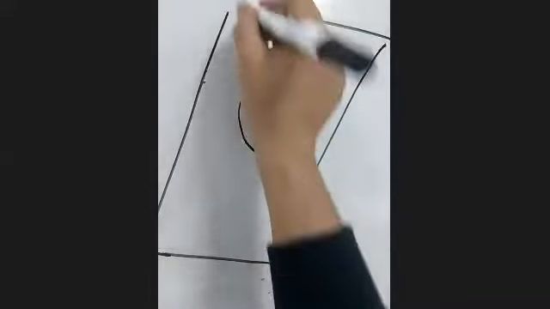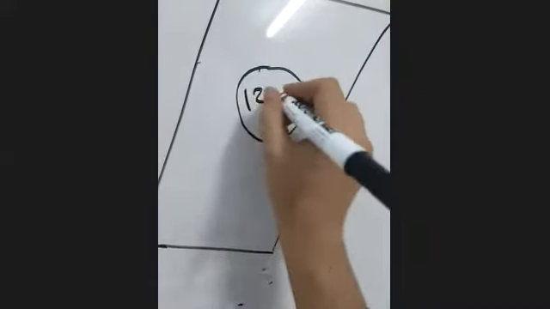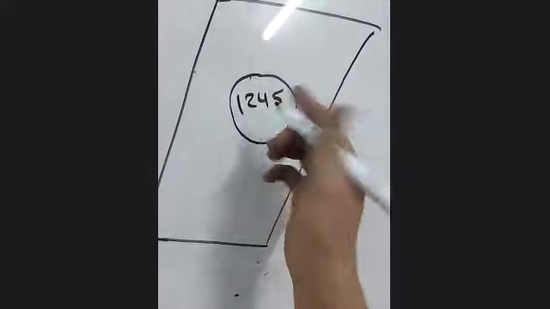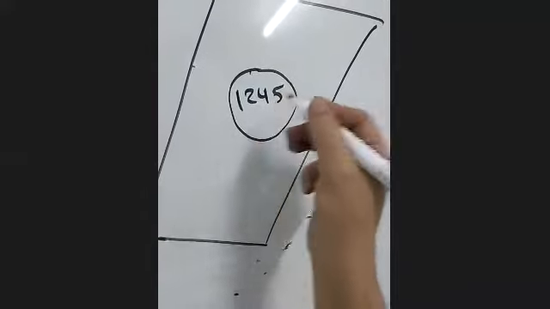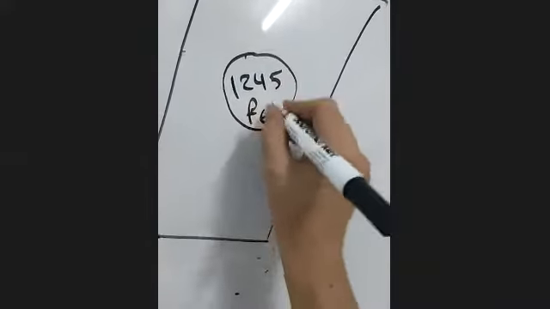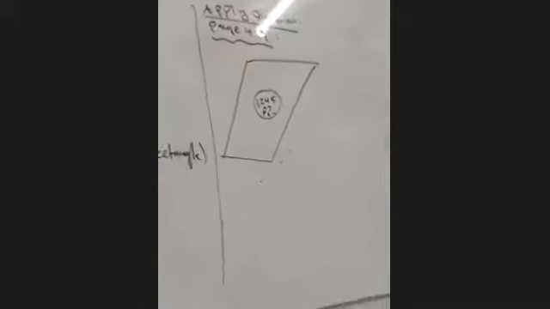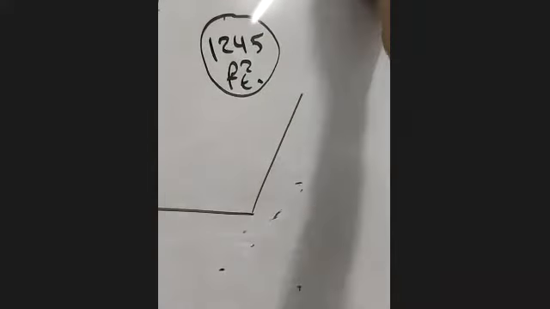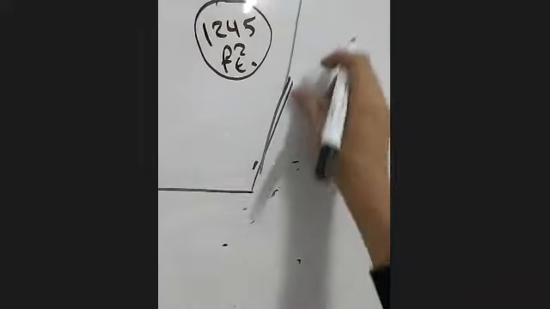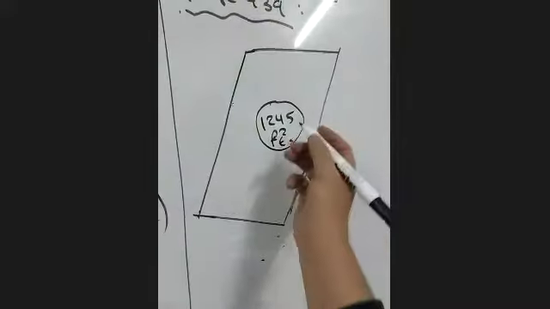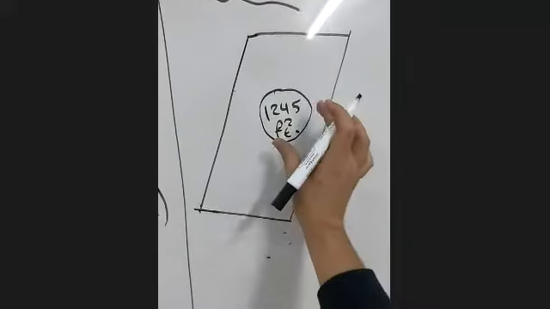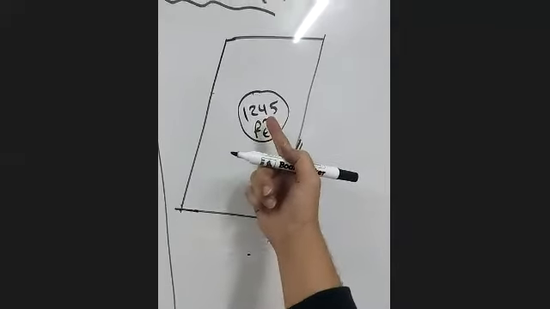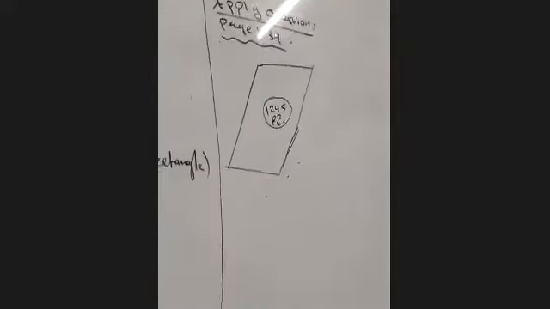And the area of this water is how much? 1,245. What's the unit? Square feet. 1,245 square feet, feet power 2. So what we have here, guys? We have this parallelogram, and inside the parallelogram, we have a lake, water. And the area of the water is 1,245 square feet. Okay, continue.